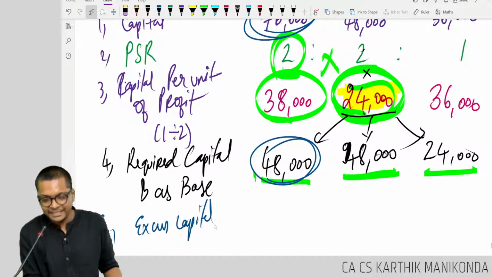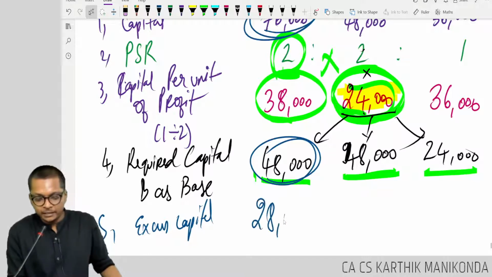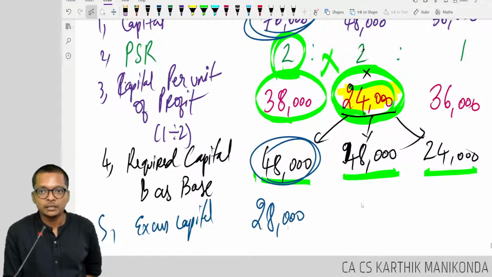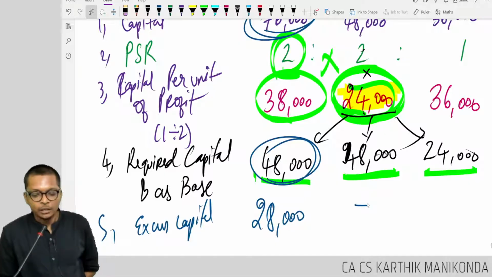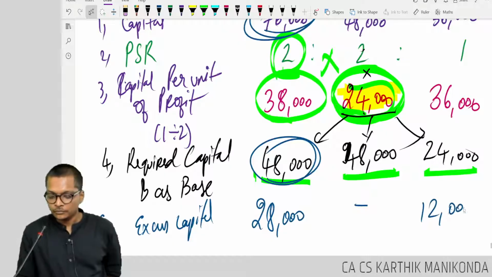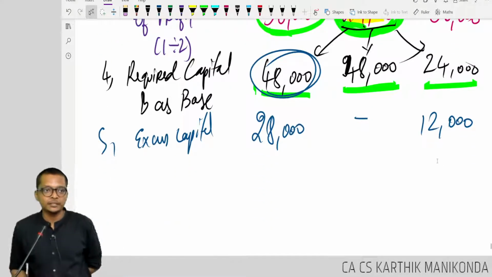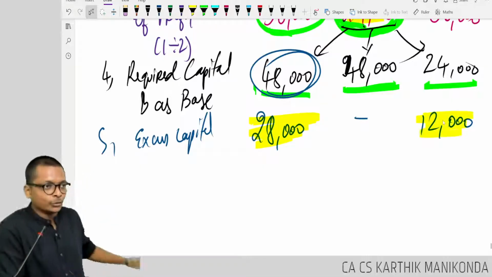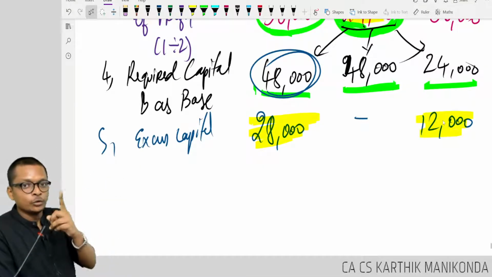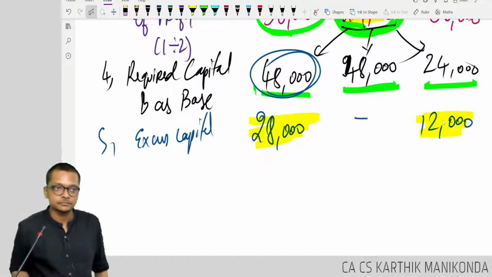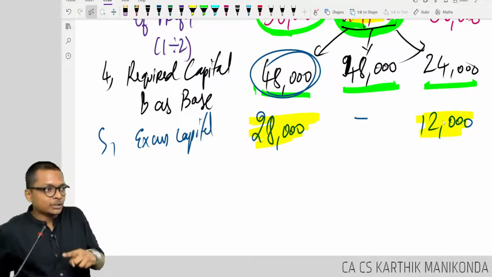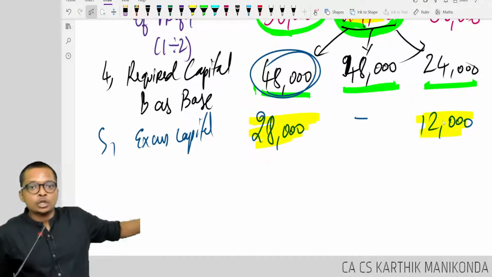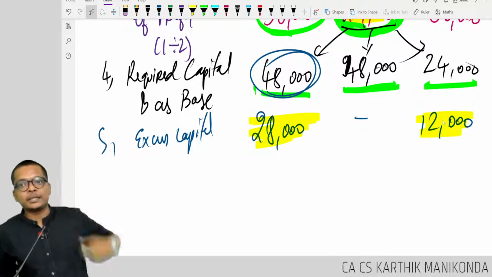So I will write excess capital. How much, guys? 28,000 is the excess capital of A. What is the excess capital of B? Nothing. He gave correctly. What is the excess capital of C? 12,000. Are you guys following? So A and C are saying, until you repay my excess capital, not even 1 rupee should go to B. So first A should get back 28,000. C should get back 12,000. Then only the rest will get that money.